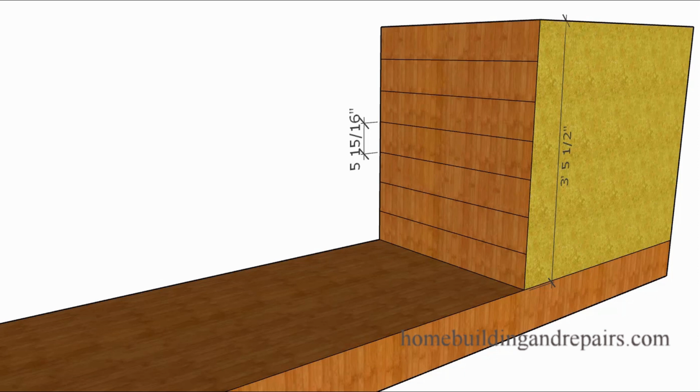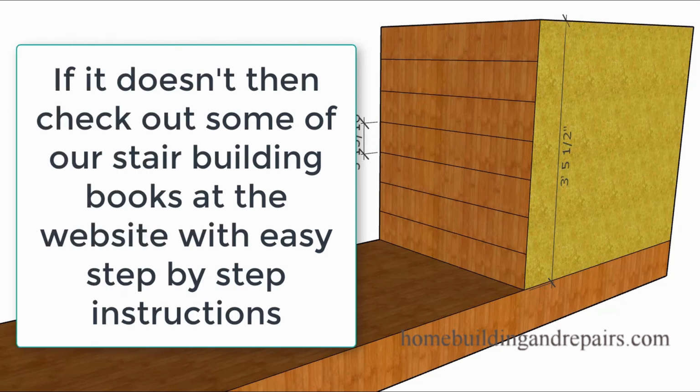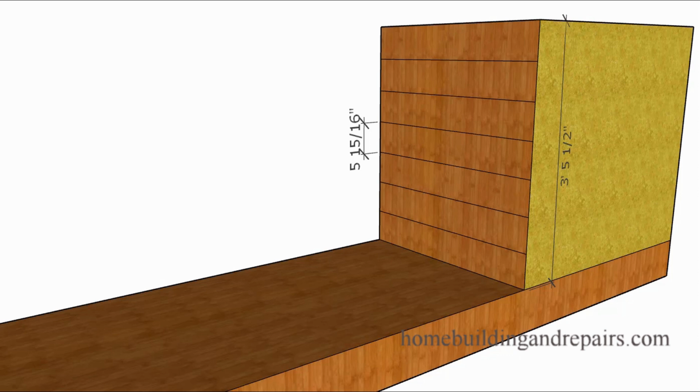So hopefully this makes sense. You can now figure out the individual riser height. It is not that difficult. You're simply just dividing one number into another number to get the individual riser height. And of course, you can use that measurement then to lay out your stair stringers or build your stairs if you're going to build them out of other materials.